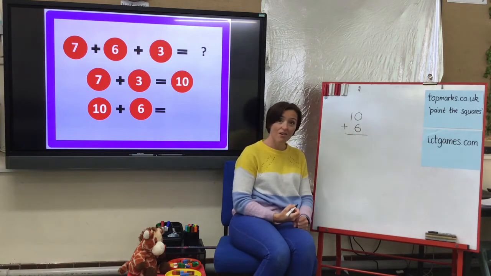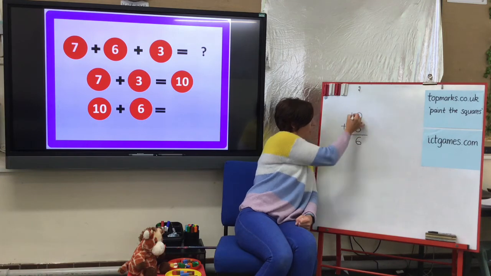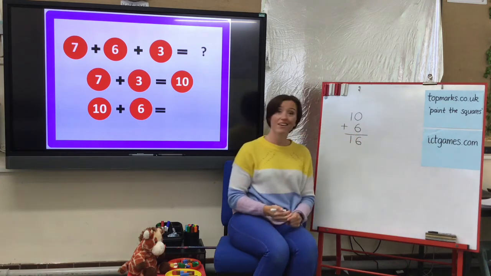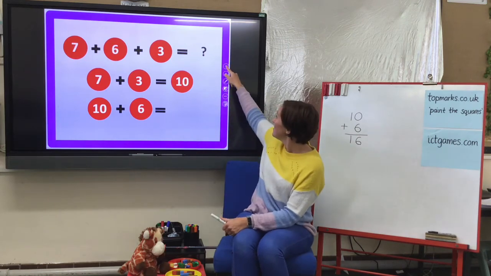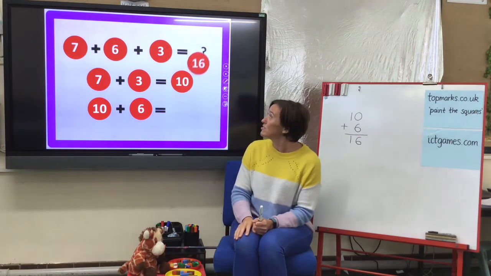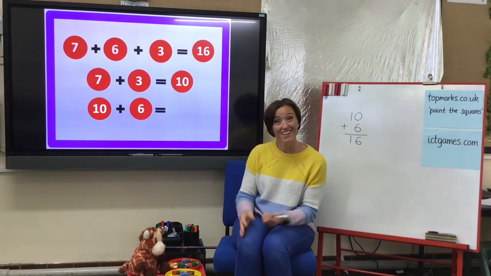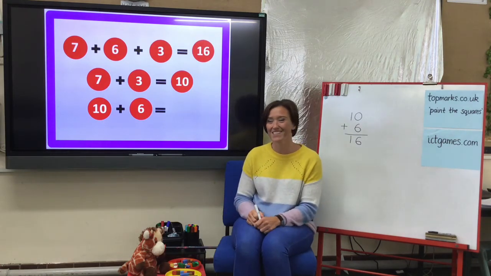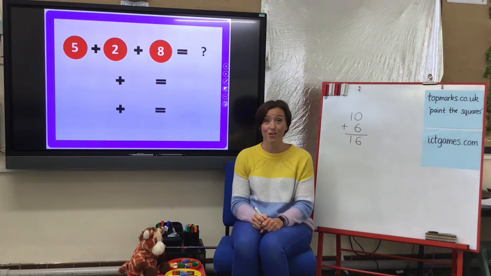we're just adding 6 ones to the ones column. Okay, and that's nice and easy, isn't it? 6 ones, and we've still got our 10, makes 16. Excellent, so that can be done really, really quickly. So we know 7 add 6 add 3 equals 16. Perfect.